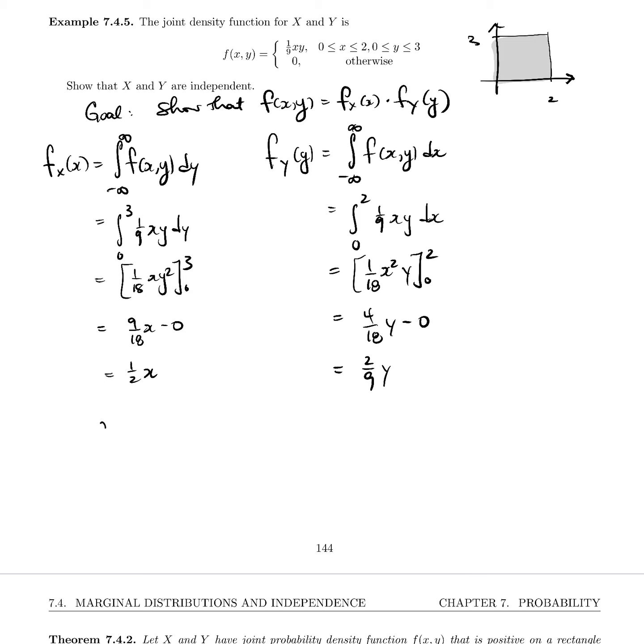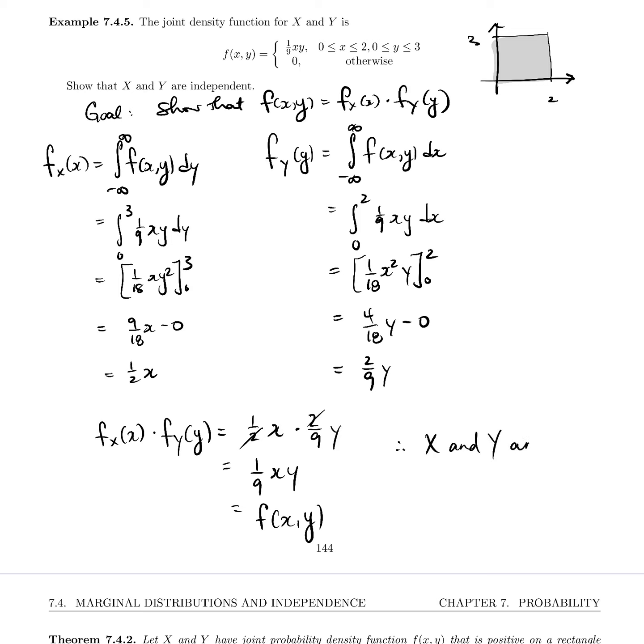And so the product, f sub x of x times f sub y of y, is equal to 1/2 x times 2/9 y, which is nice. Those 2's cancel out, and I get 1/9 of xy, which is indeed the joint density function, and therefore I can conclude that x and y are independent.